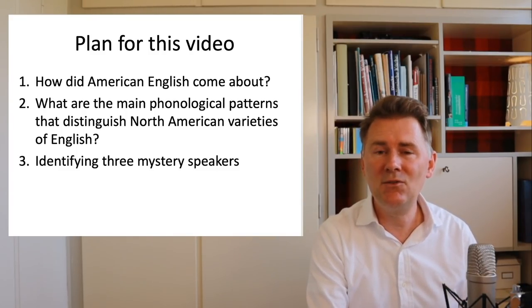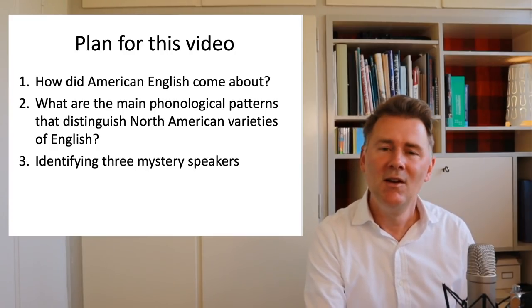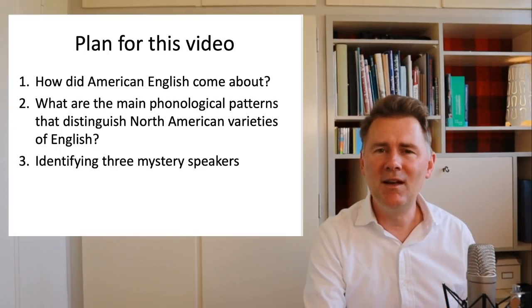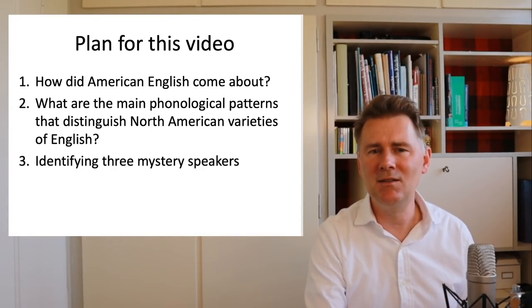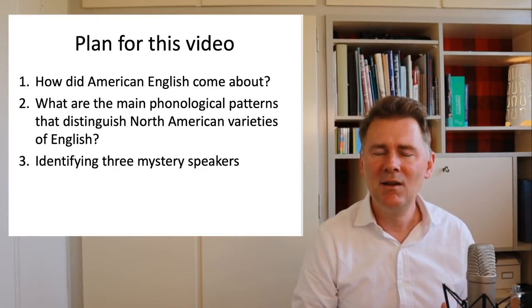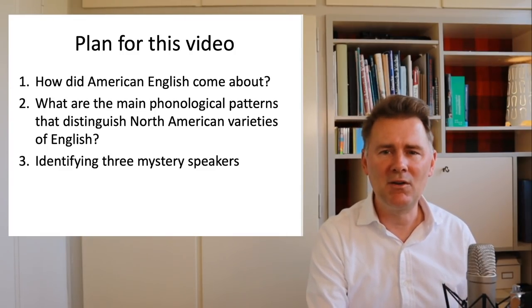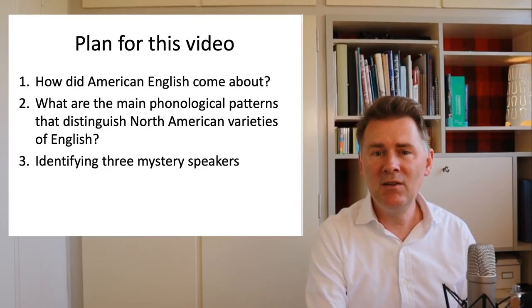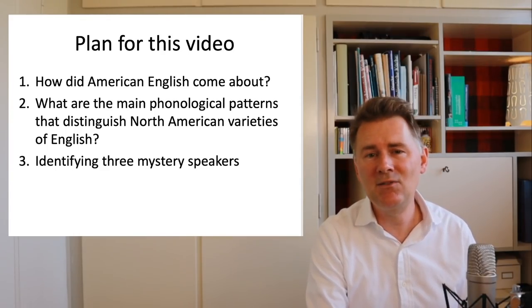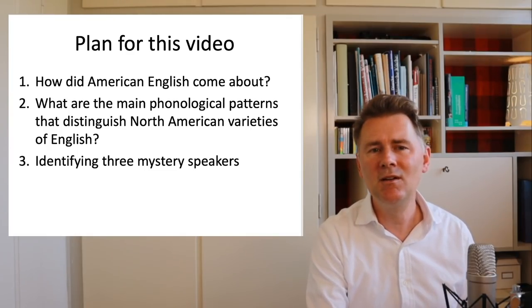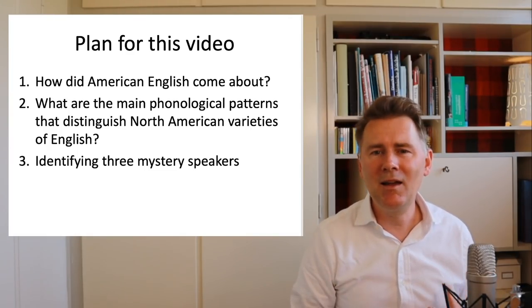I contrasted two varieties of British English, and one thing that distinguishes British and American English is that the density of different varieties, the density of different dialects, is much higher in Britain than it is in North America. That, of course, has to do with history, and specifically, it has to do with patterns of migration, which, in the case of America, have led to massive dialect mixture.